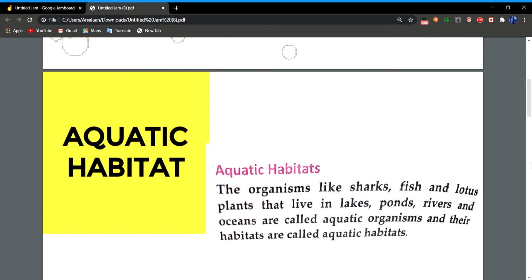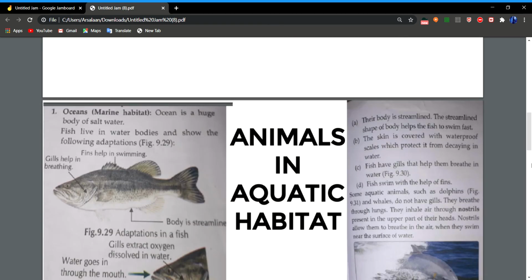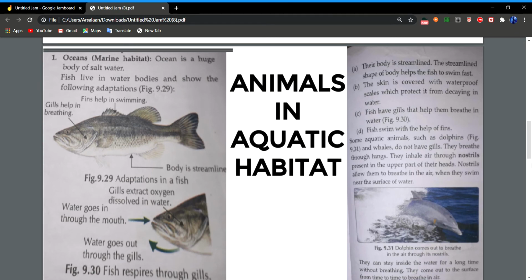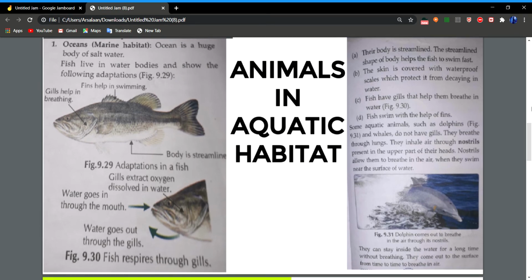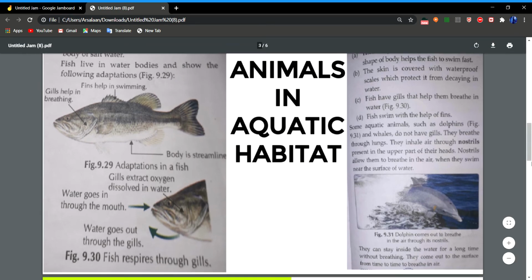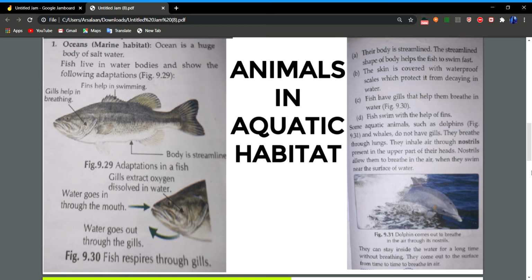Now the word aqua means water. So all organisms that live in water like lakes, ponds, rivers and oceans are called aquatic organisms, and their habitats are called aquatic habitat. In aquatic habitat, first we will take the marine habitat, the ocean habitat. What is the ocean? Ocean is a large water body. Its water is salty. Many fish live in oceans.